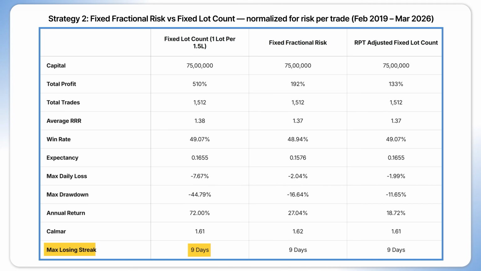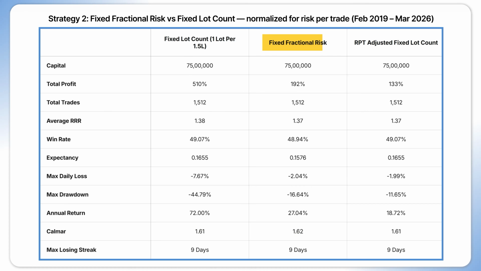For the fixed fractional risk, when you risk 1% per trade, which is 2% per day, you can see that the max loss per day is limited to 2.04%. And the maximum drawdown drops down to 16.64%. The annual return now is 27%. Earlier it was 72%, now it's 27%, obviously, but the risk has also reduced. You compare the Calmar ratio, it is almost the same. Nothing much has changed there. So we don't want to do the activity of normalizing with respect to drawdown risk there, because the Calmar ratio is anyway the same.